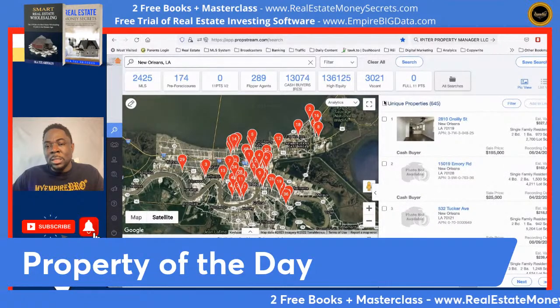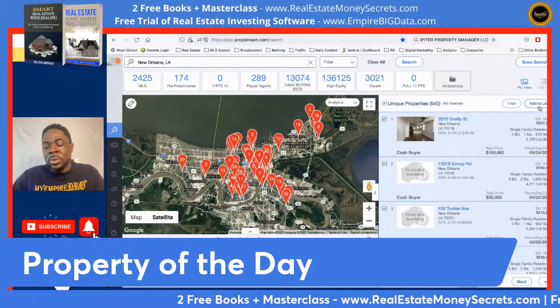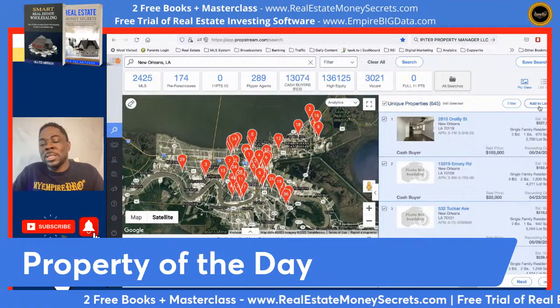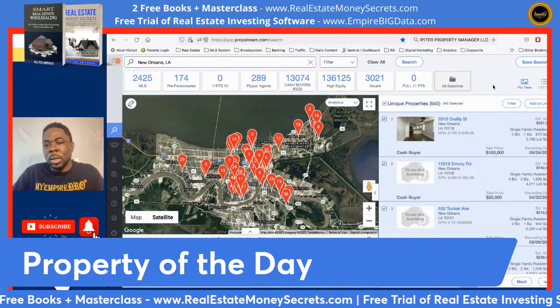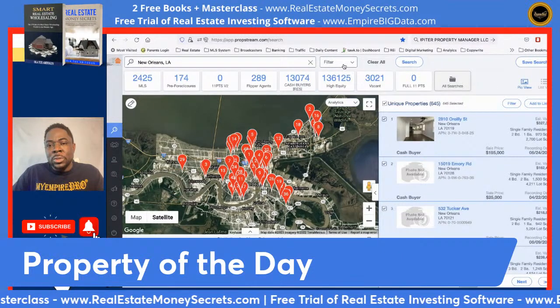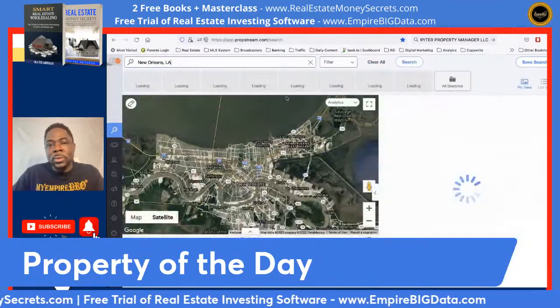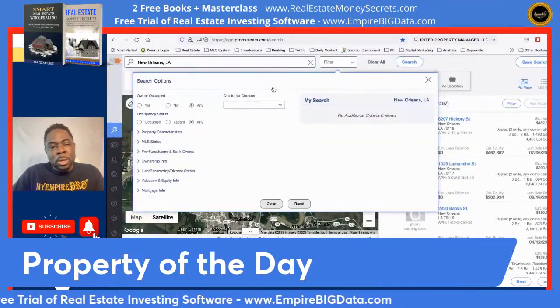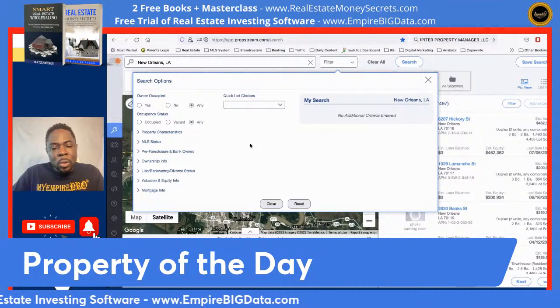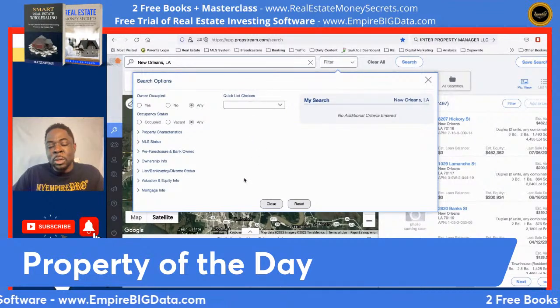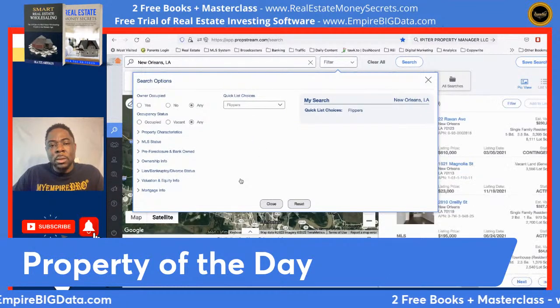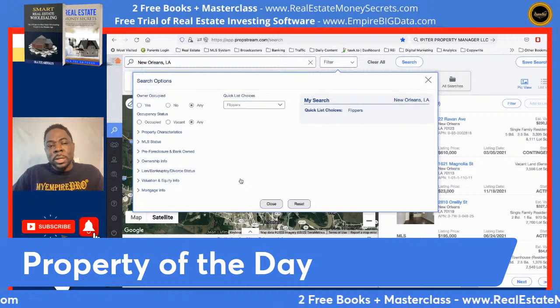But again, you can select this and you can add this to a list. You can download the list and process this information in bulk. Okay, another thing that you can do is, I'm going to clear all. Let's go back to New Orleans, right? And I'm going to go to a quick list to find cash buyers. You go to a quick list called the flippers, right? And the flippers is basically, click close on this.